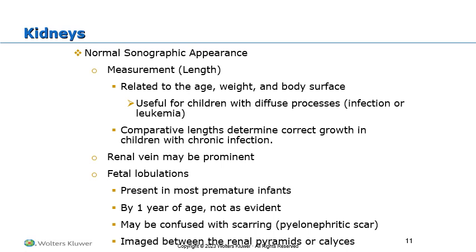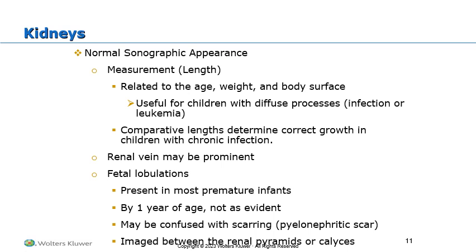If you have a mass, you might just be able to say, yeah, that kidney's big, whether you have that length chart or not. But in patients that have a diffuse process, such as infection or leukemia or lymphoma, it's going to be harder to know if it's large or small without those charts. So make sure that you have something available to refer to when needed.